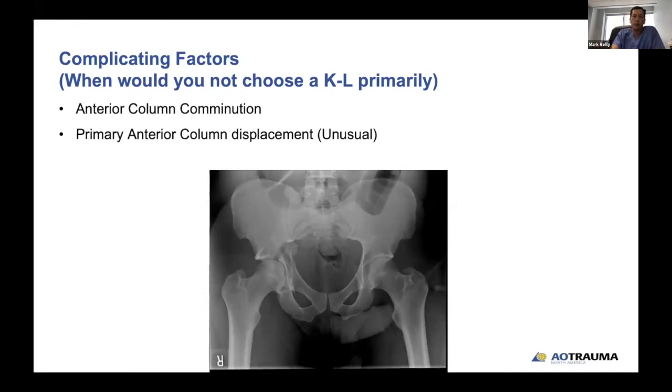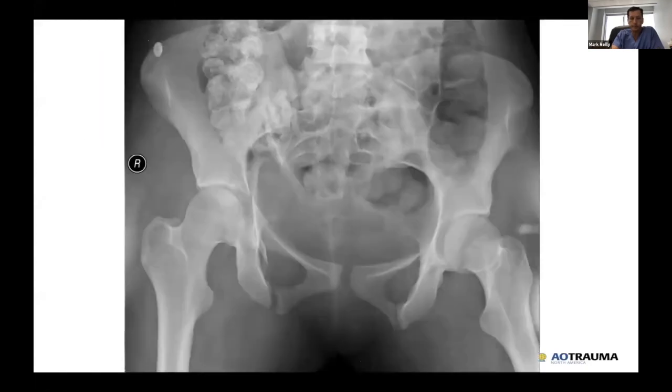Other times we wouldn't choose the Coker-Langenbeck initially is when we have anterior column comminution, particularly at the pelvic brim, which is going to prevent our assessment or reduction attempts from the Coker-Langenbeck approach, or where there's primary displacement of the anterior column over the posterior column, which is a very unusual situation.